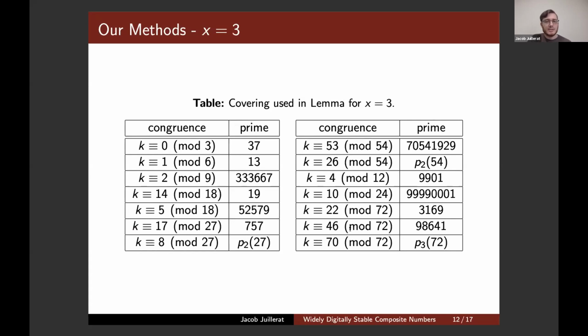So moving to the next insertion. This was the covering used for inserting a 3 into the leading zeros. Notice we didn't use 2 because we can't use 2. But there was only one prime where 10 has order 3. And these primes are getting larger, like P2 of 54 was too large to fit in this table, and it still looked nice. And we also just have more covering and more congruences.